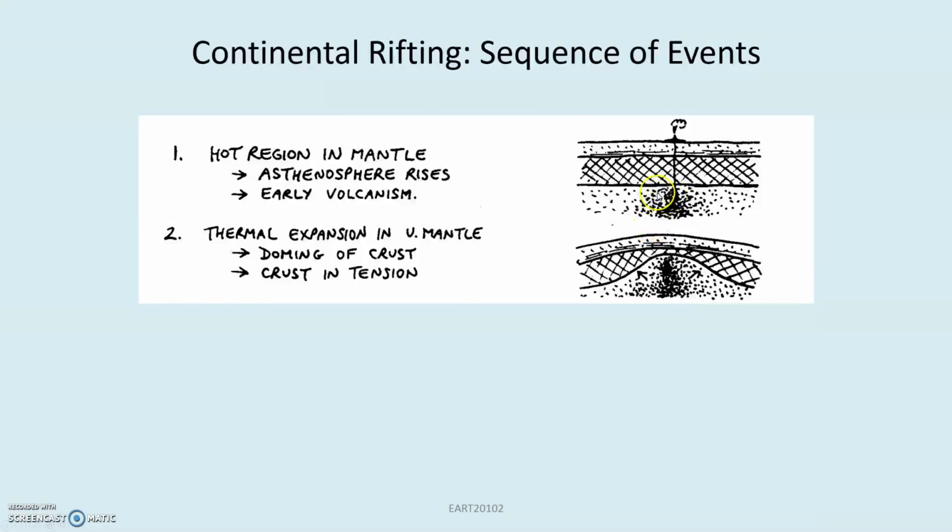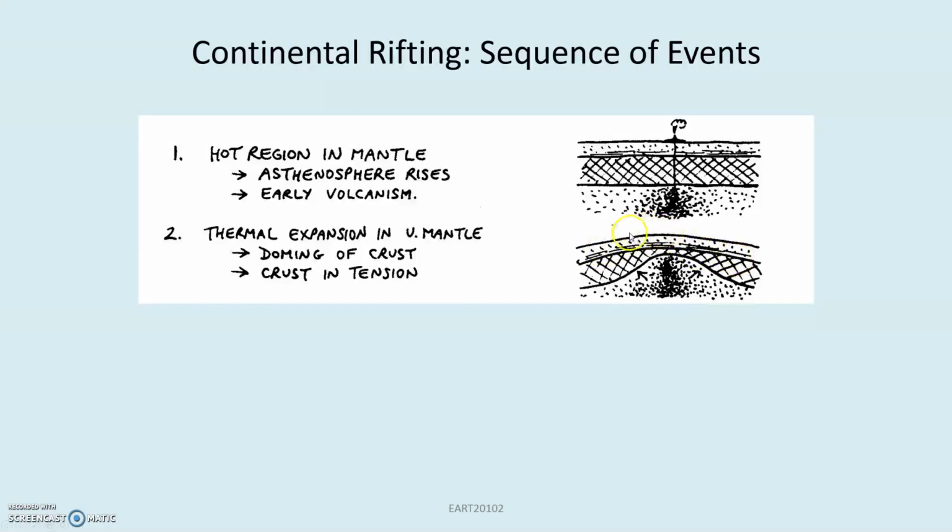This heat rising causes the asthenosphere to rise up. So we get a rise in the asthenosphere. This heating of this material makes it less dense, so we get isostatic uplift due to this increase in temperature in here, so thermal expansion. So we get an uplift in here. Okay, so we get this doming of the crust.